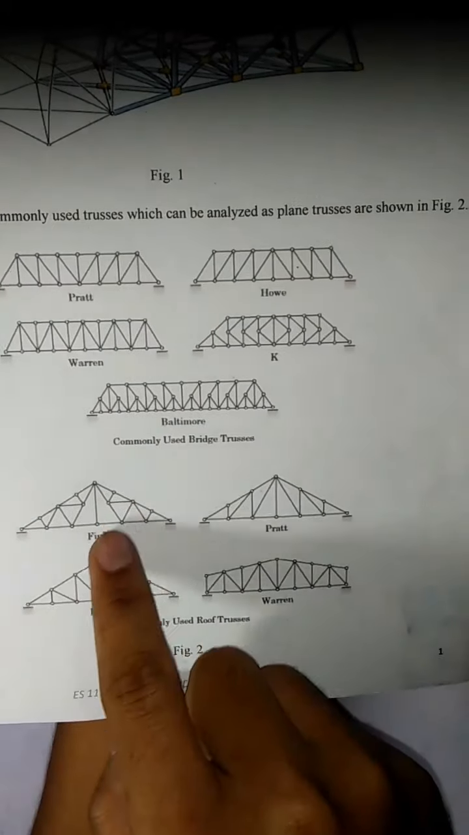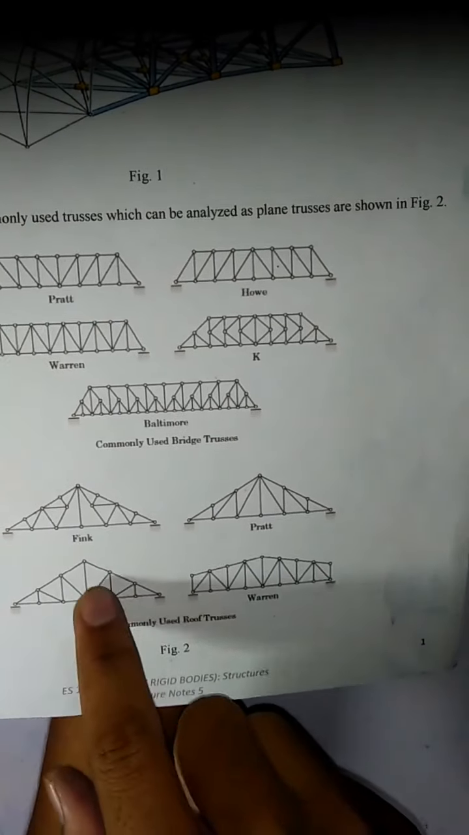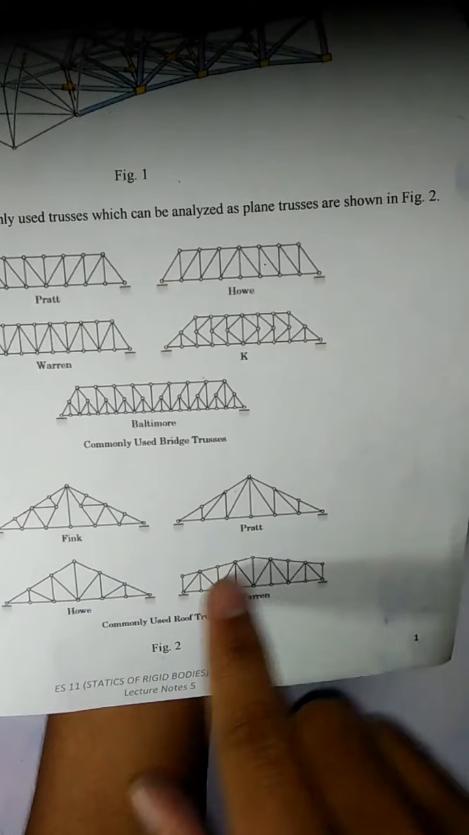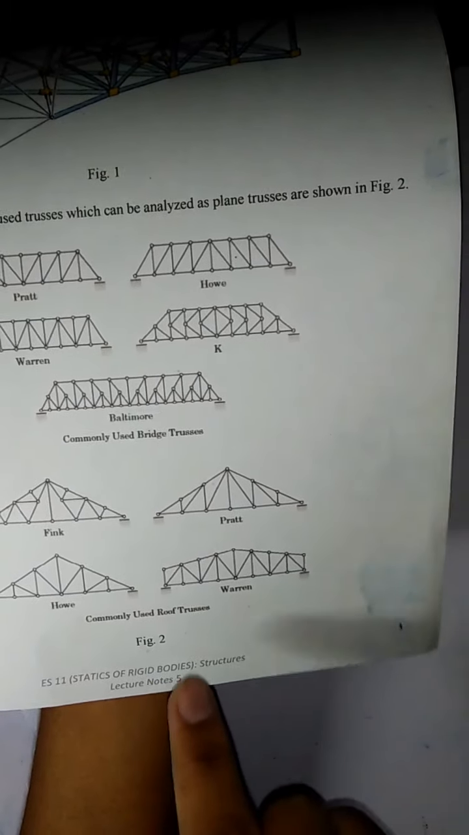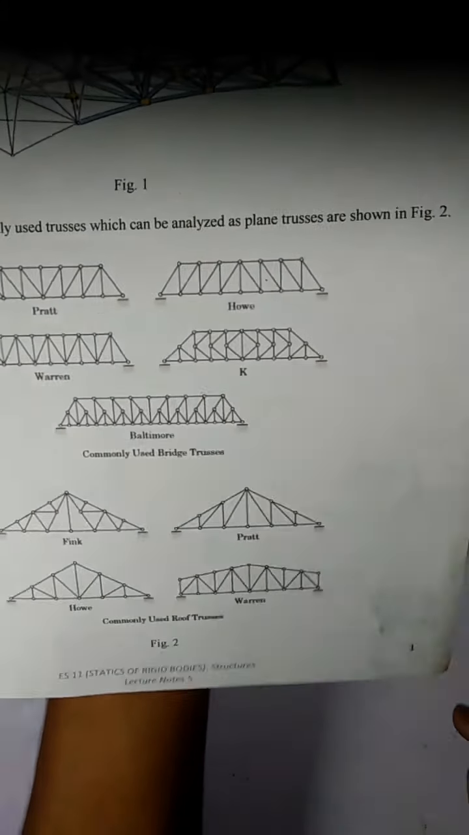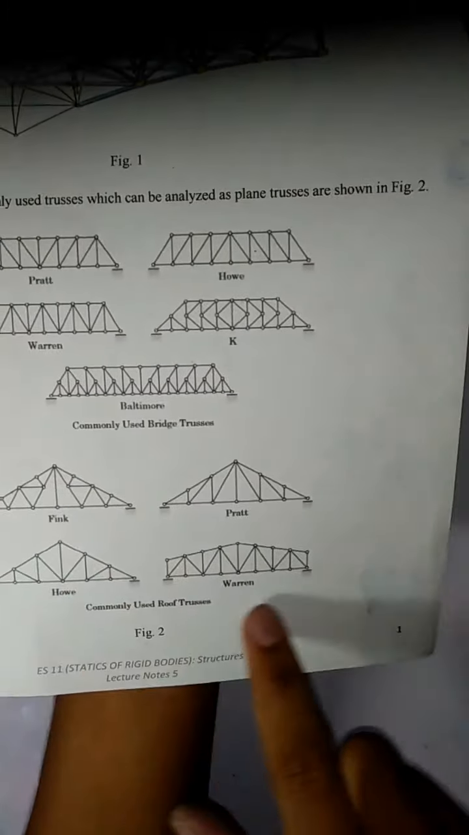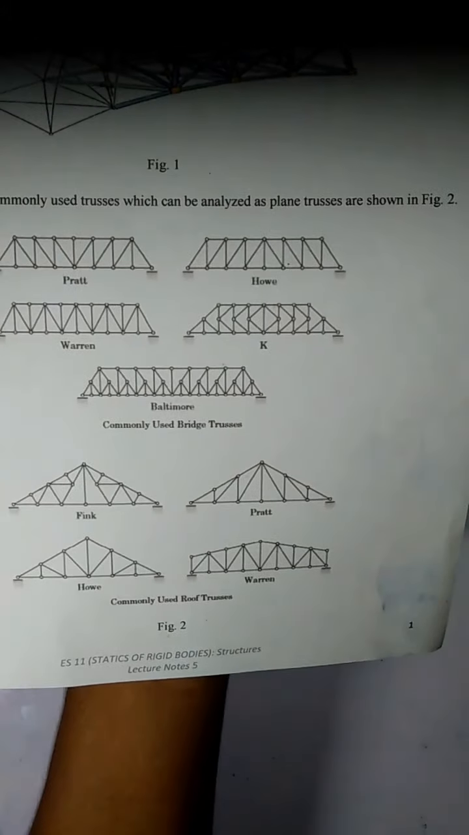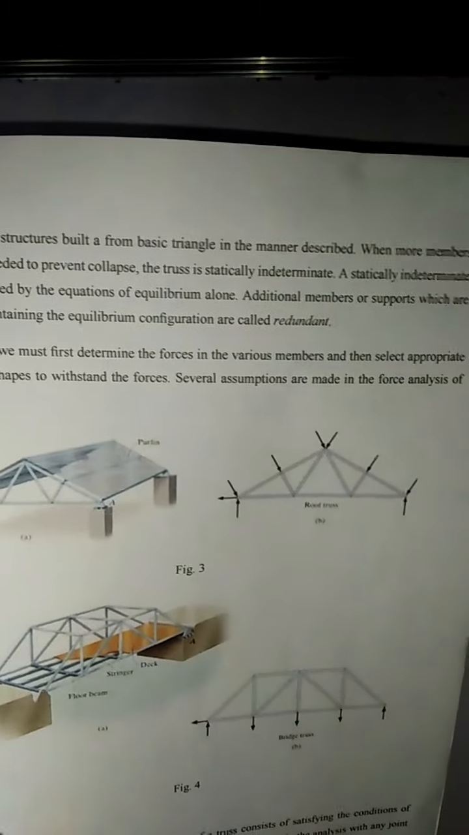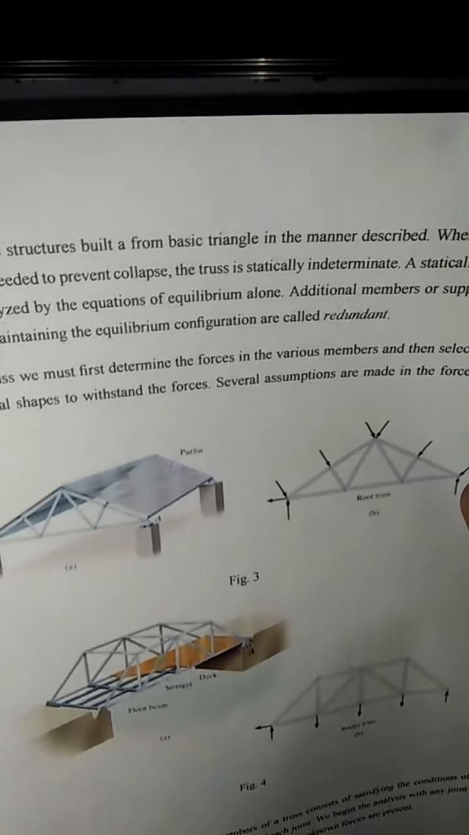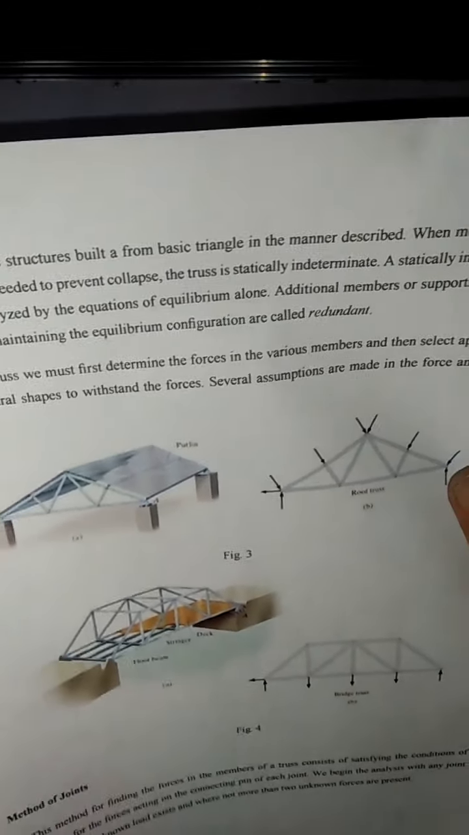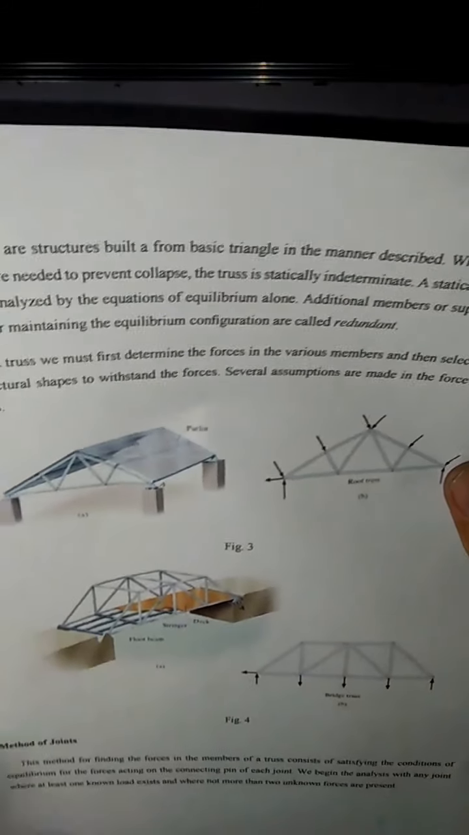So, these next four pictures, as you can see, this Fink, this Pratt, this Howe and Warren, these are also the commonly used roof trusses. Lahat ng bahay ay may truss. So, ito yung common examples ng roof truss. Okay? So, sa next page, we will be discussing this simple truss and how to analyze those typical types of trusses, using the method of joints and method of sections, which i-discuss din natin after this video.